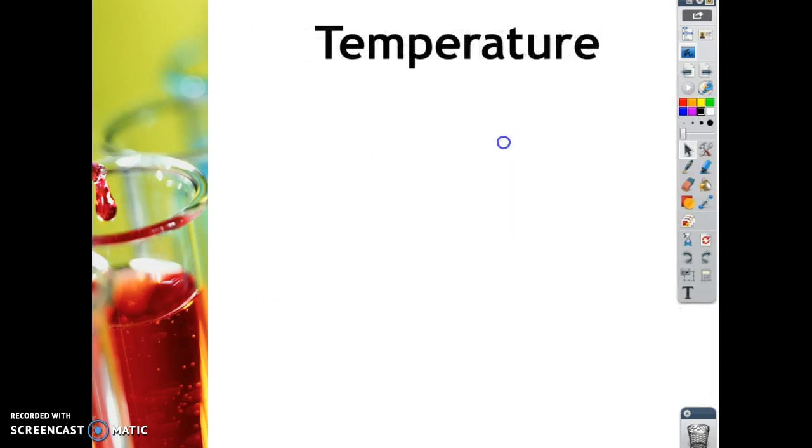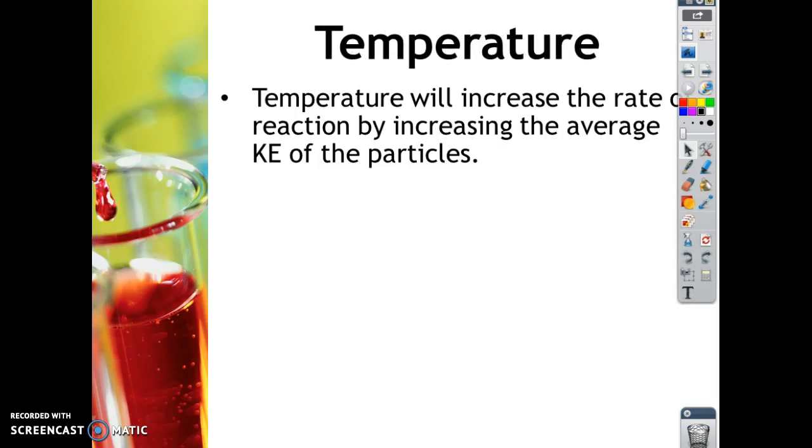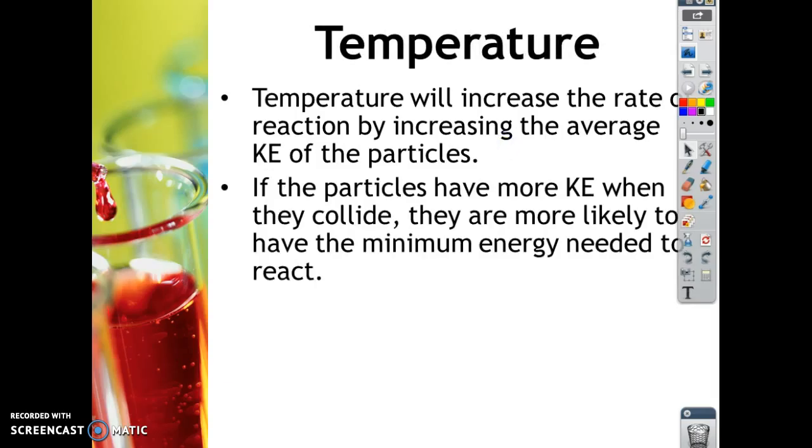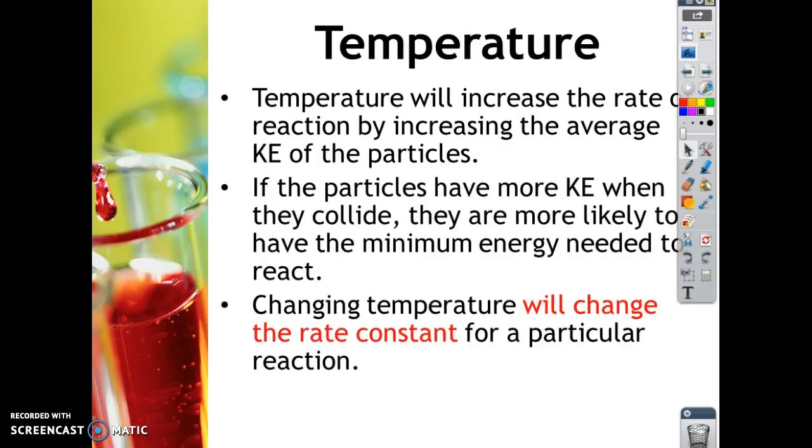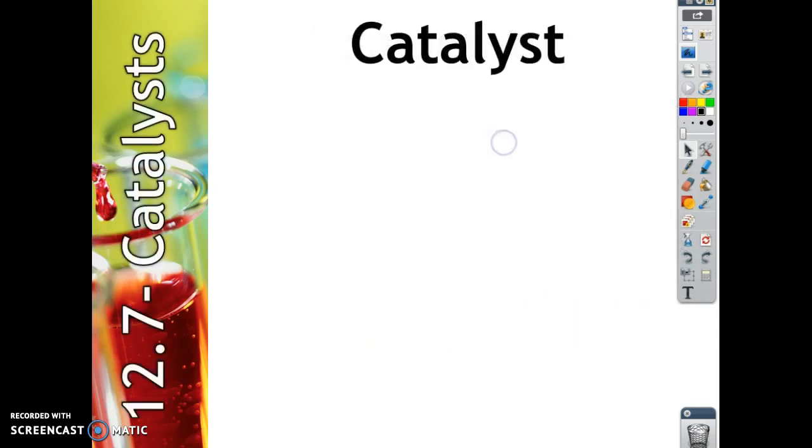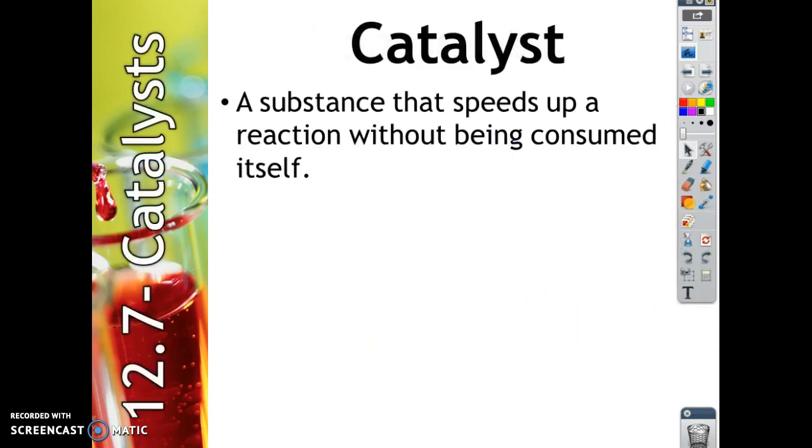We've already kind of talked about this a lot. What if we increase the temperature? Well, guess what? They're going to have more energy. They're going to collide. They're probably going to react better. This will increase our rate. Lastly, we have a catalyst. Remember, I hate that this says it speeds it up. It doesn't speed it up. What actually happens is it lowers the energy, but it doesn't get consumed.